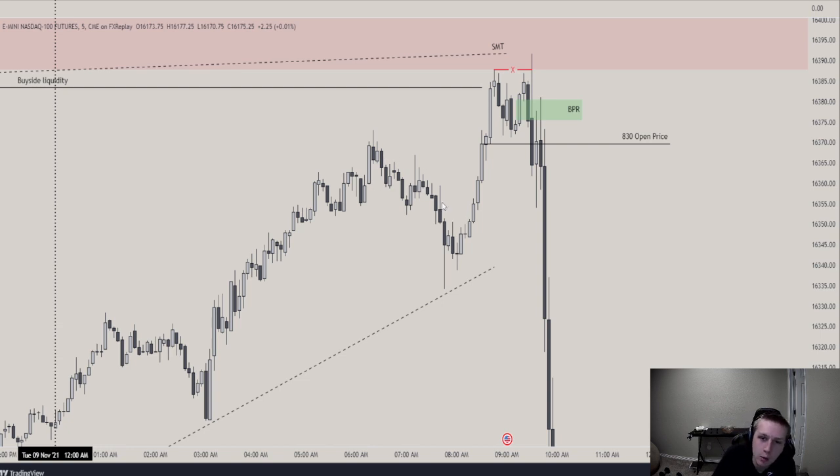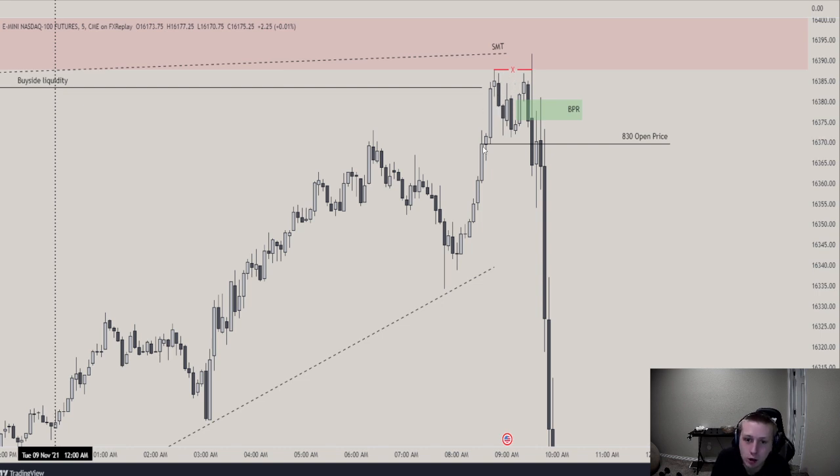Right here, we have all of this leading us into our higher time frame PD array when we're bearish. This is exactly what we want to see. This is exactly what you want to see. If I could grade this on an A to A-plus scale, I would say that this right here is an A-plus model, the Judas swing model.